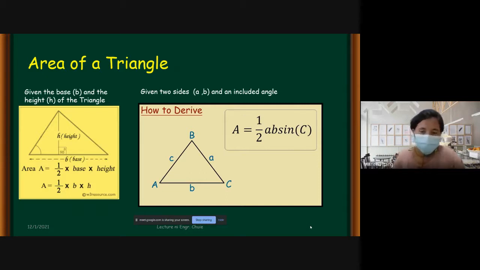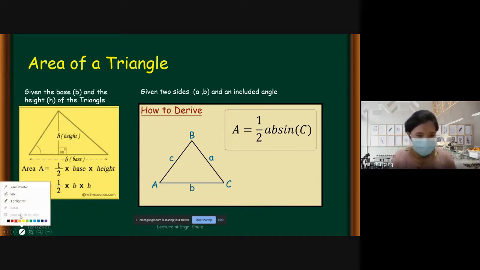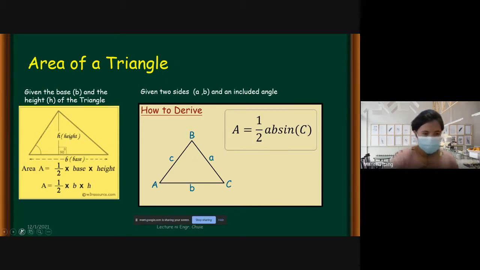As we all know, in our high school and elementary subjects, we were taught how to compute the area of a triangle. If you are given the height and the base of the triangle, in this illustration, say the base lies in the horizontal at the bottom part of the triangle, and the height is measured from the vertex at the upper portion down to the base.